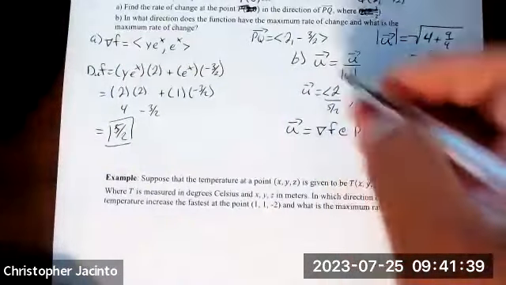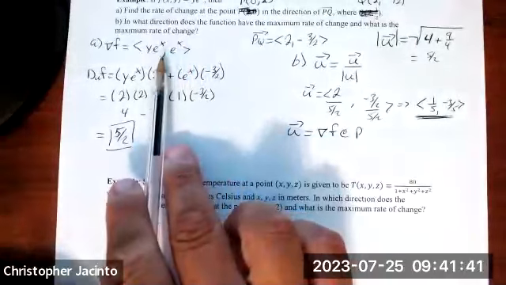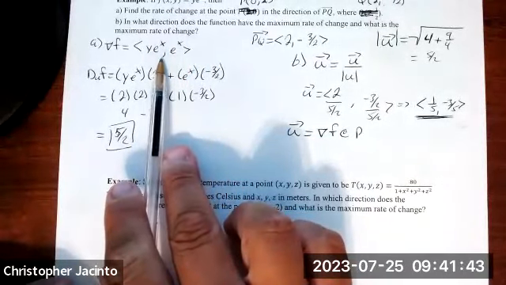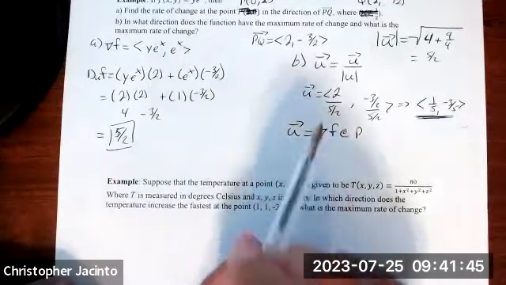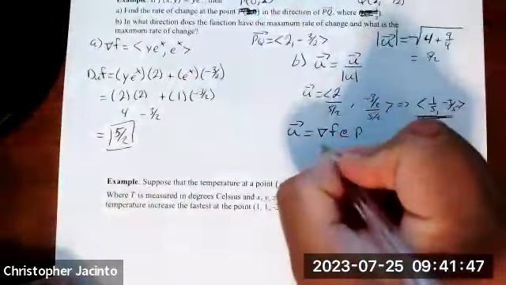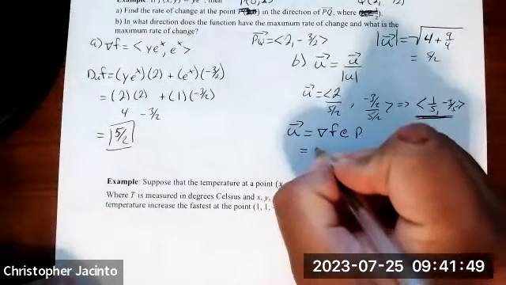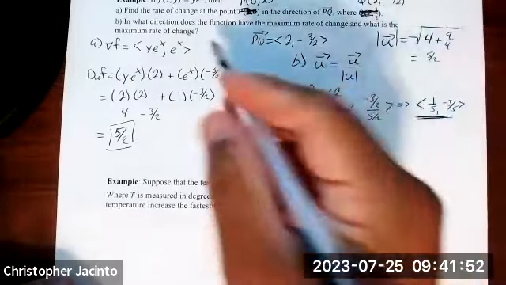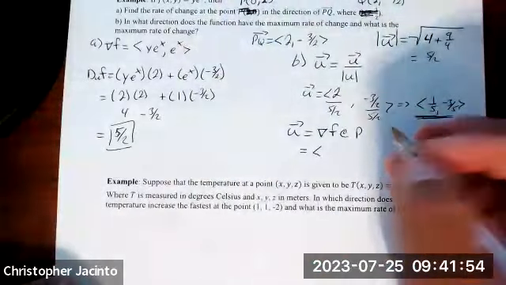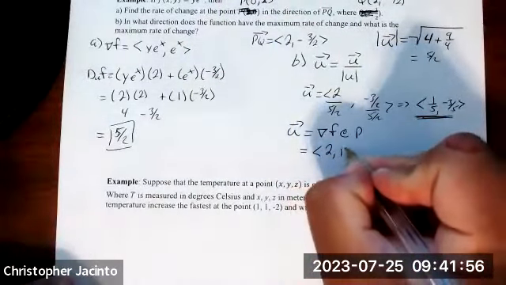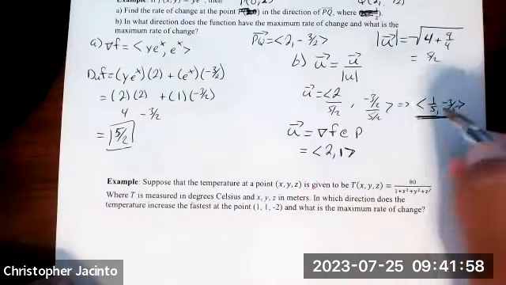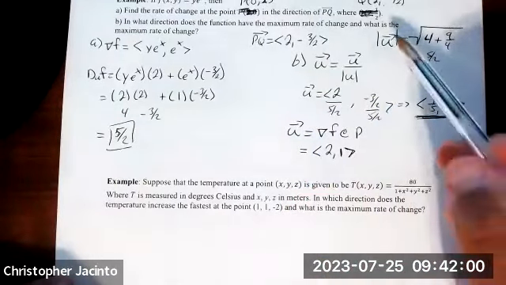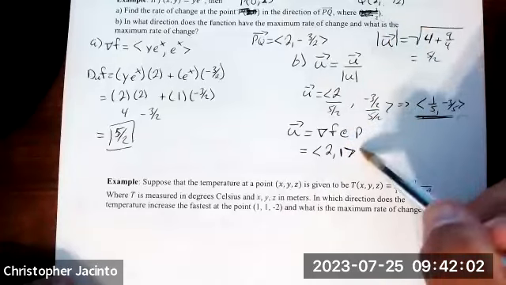So now if I just go back to my gradient vector, and if I plug in the point (0, 1), I get (2, 1). So notice the difference between the unit vector at this point and the actual unit vector that would give it the maximum value.